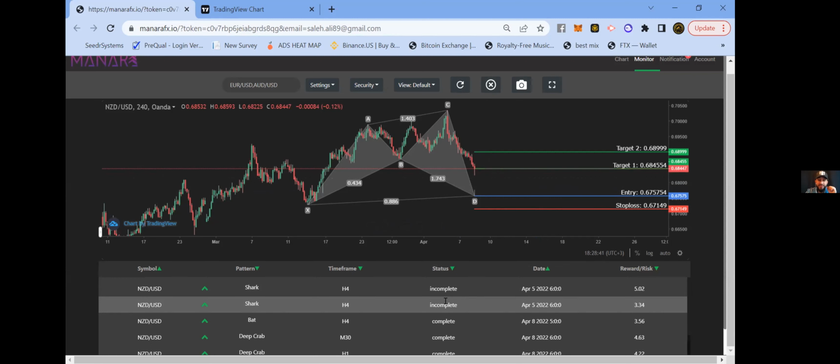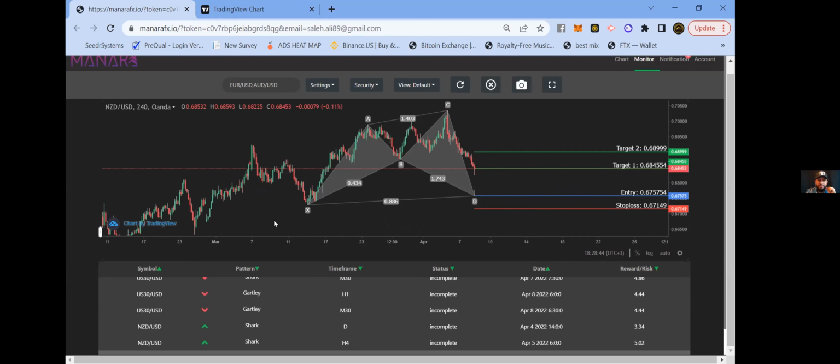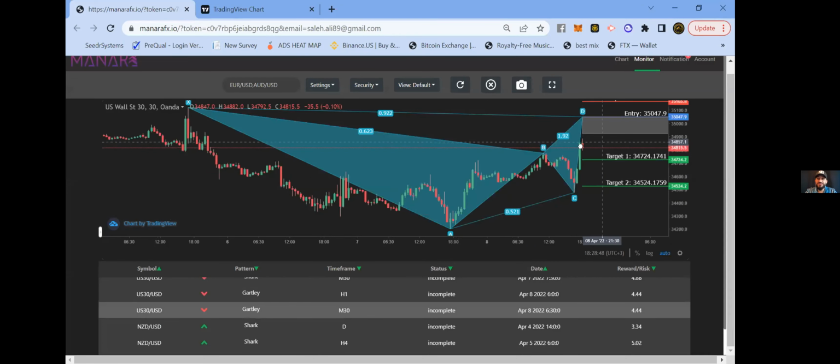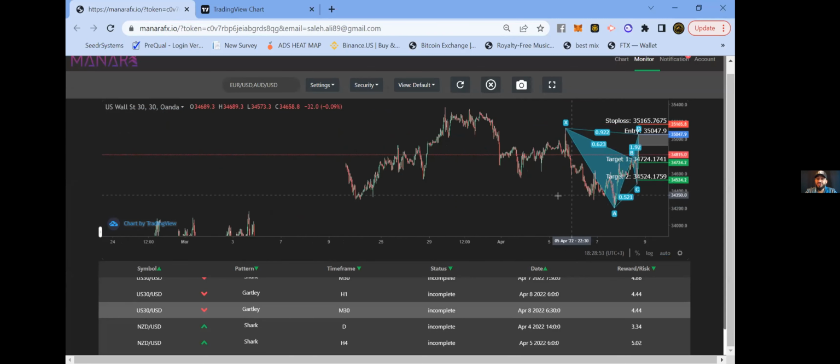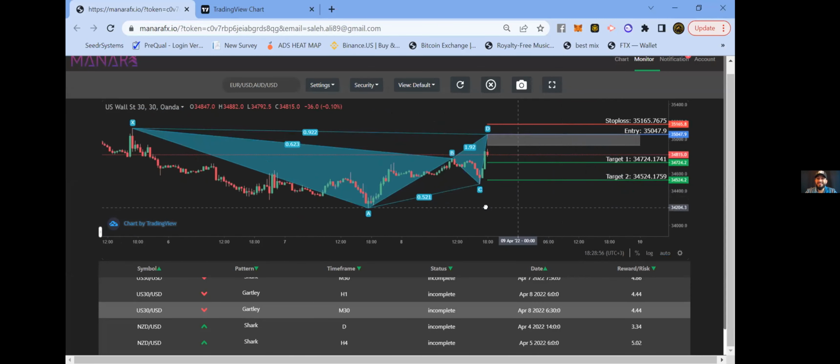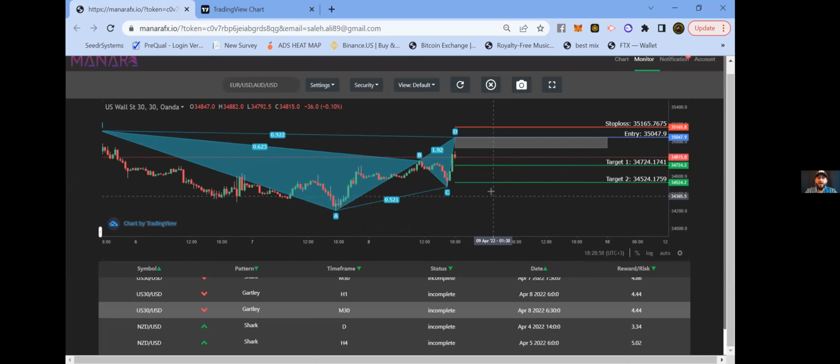Okay. Now let's go ahead and look at another incomplete setup at random. Let's pick this US 30 Gartley pattern. As you can see here, guys, ladies and gentlemen, the Dow Jones Industrial has been pretty bearish since like December-ish. And I say bearish, I mean in the short term. Overall, the US 30 is very bullish, and I have big expectations for the economy of the United States to keep growing, although inflation will keep diminishing the value of the dollar and fiat currencies are losing their value.